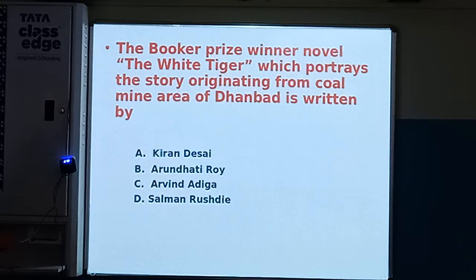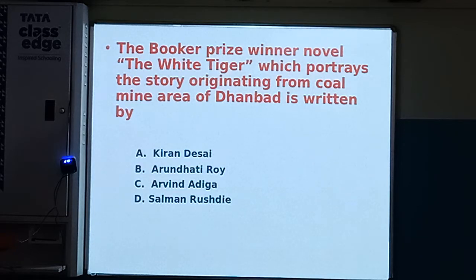Arundhati Roy, she is also a writer. Arvind Adiga is also a writer. Salman Rushdie is also a writer. And all are Booker Prize winners. Are you getting? Yes. All are Booker Prize winners. So it will really test the knowledge of the student. What is the correct answer?